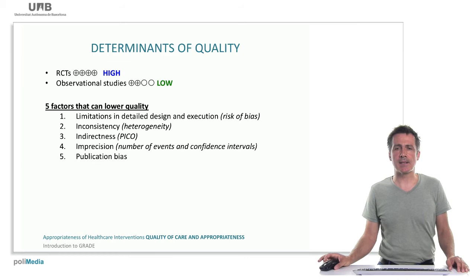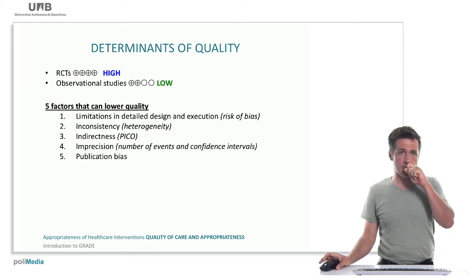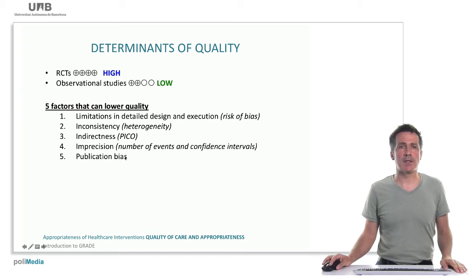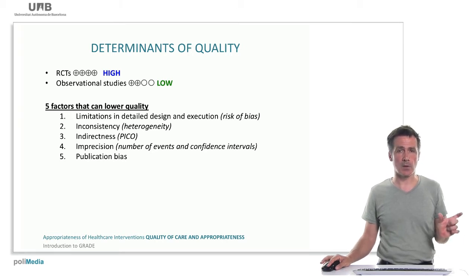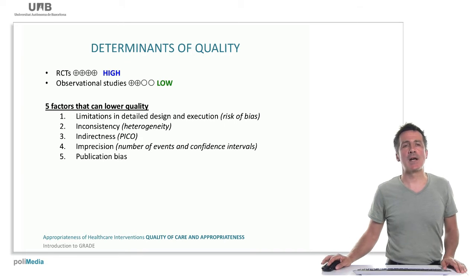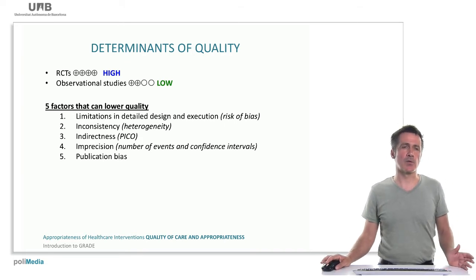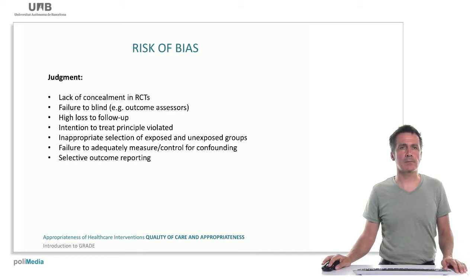Okay, so as I just said, the confidence starts as high in RCTs or low in observational studies. And these are the 5 factors I mentioned before. So we'll be talking about the 5 factors briefly that might decrease our confidence in a study or in a set of studies which have a randomized controlled trial design. Risk of bias. The higher the risk of bias, the less confidence we will be.